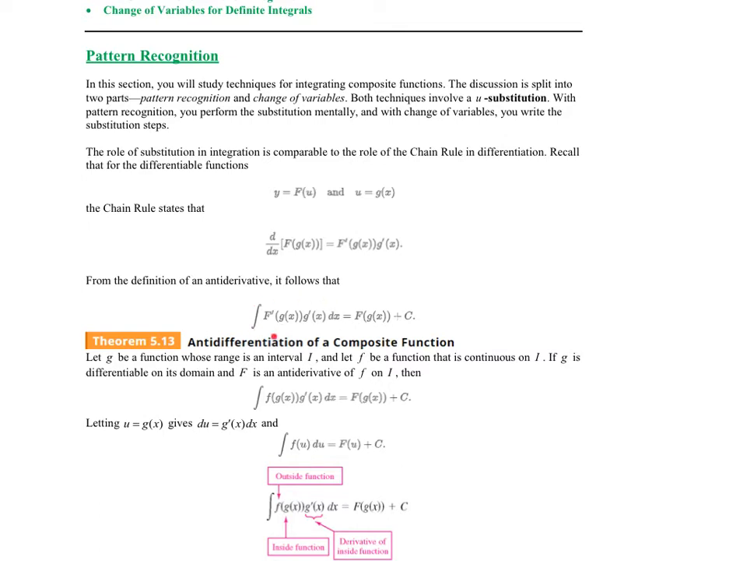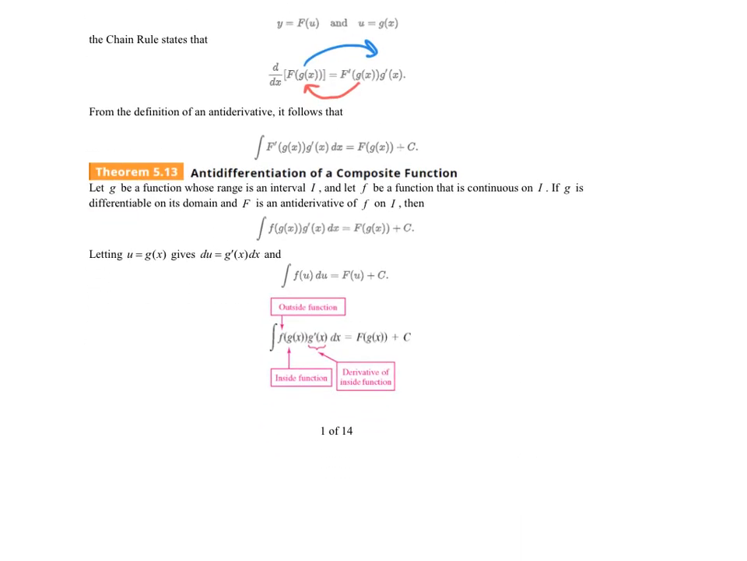And so what is it with integration? If you integrate this part right here, then you have to get the original function, right? So again, with differentiation, we went in one direction. With anti-differentiation, we're going in the other direction. So this is what it looks like right here. It says anti-differentiation of a composite function.